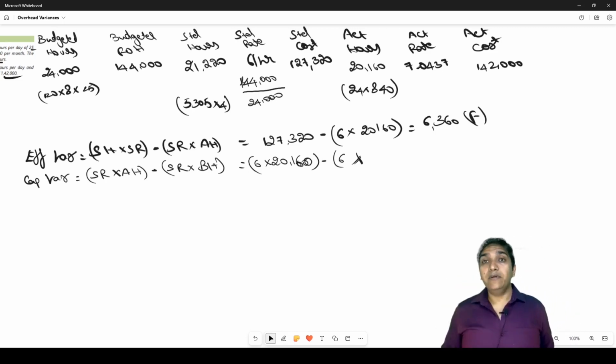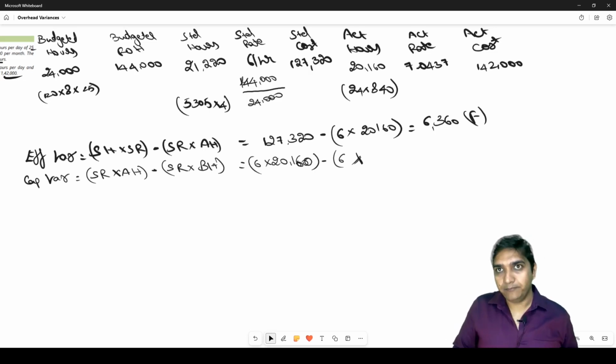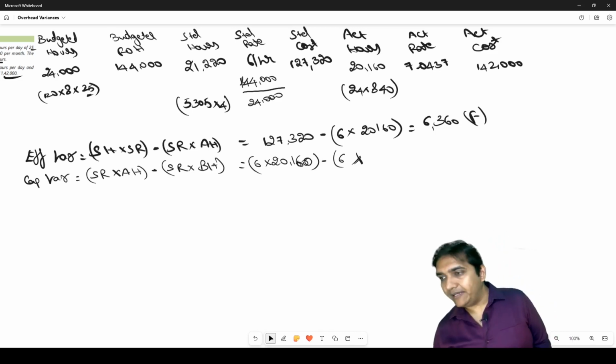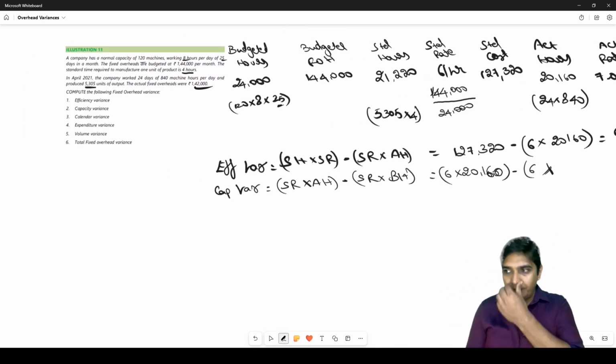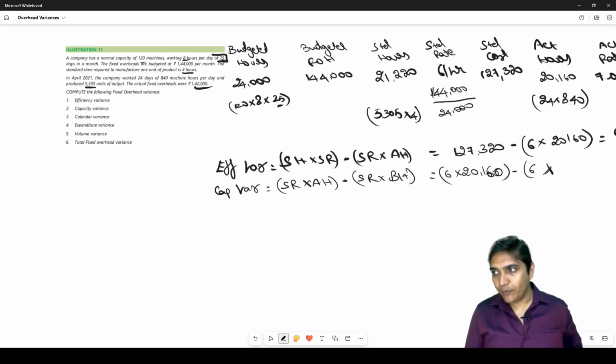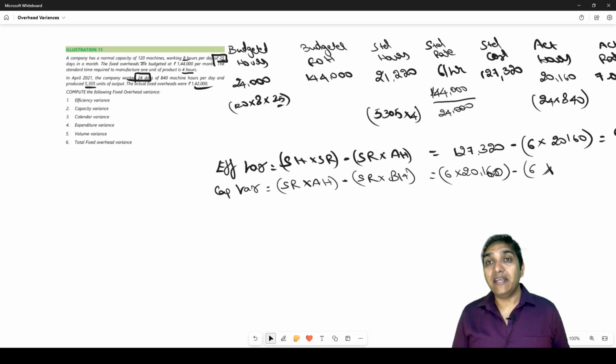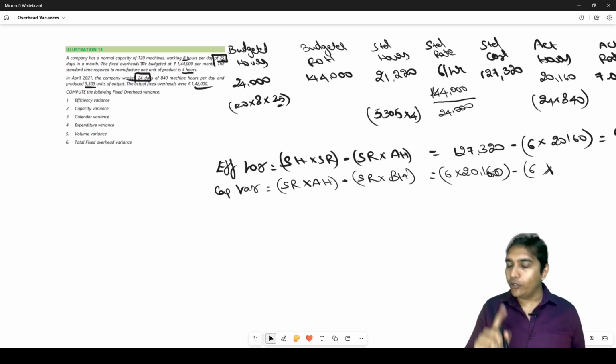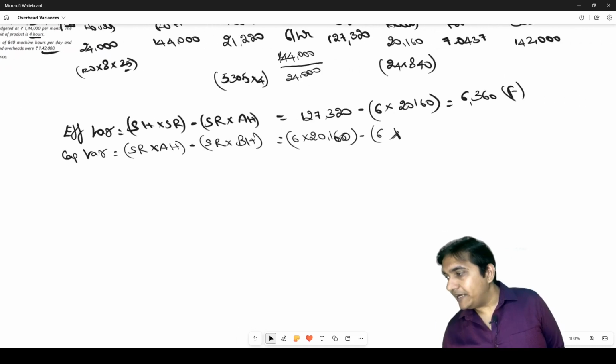Now in the table we have written our budgeted hours to be 24,000, correct, but there is one small catch here: the budgeted hours are for 25 days. If you look at the question, the budgeted hours have been done for 25 days, correct? However, we have worked only for 24 days. So when we calculate our capacity, we will only take the budgeted hours for 24 days. We will not take the whole 25 days.